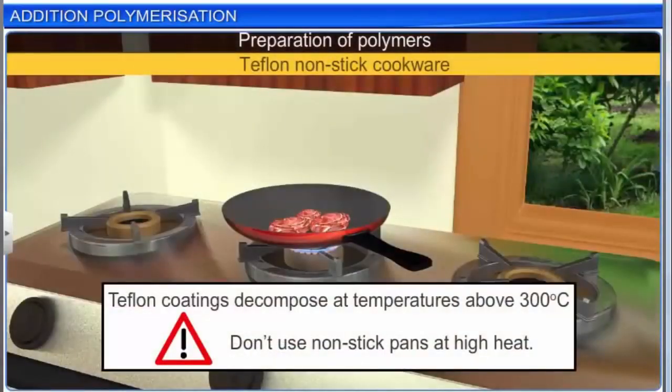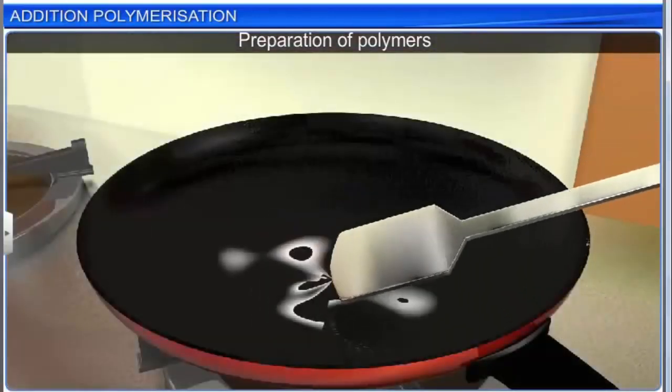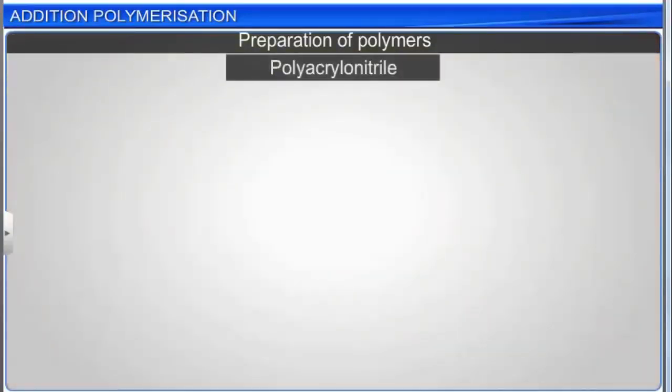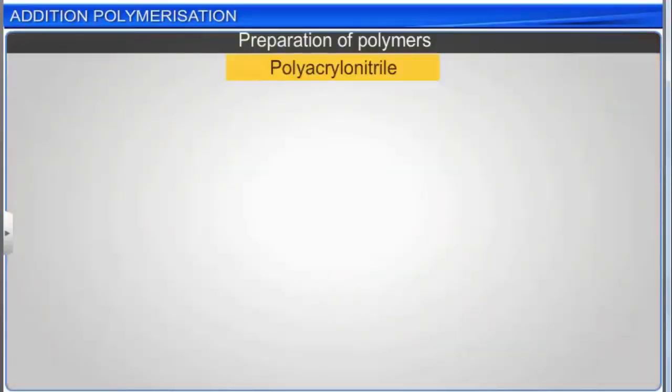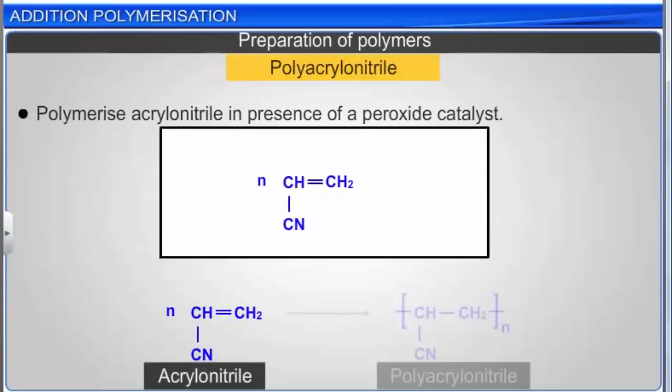Teflon coatings decompose at temperatures above 300 degrees Celsius. So, don't use non-stick pans at high heat. Be careful not to scratch the coating and replace pans when the Teflon coating is damaged. Another important addition polymer is polyacrylonitrile. This polymer is formed by polymerizing acrylonitrile in the presence of a peroxide catalyst. The overall reaction is shown here.